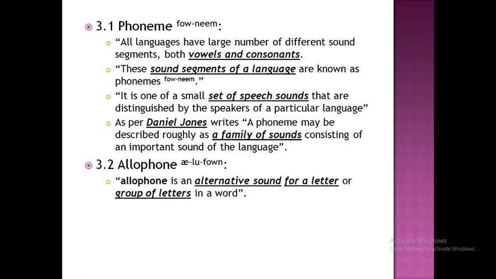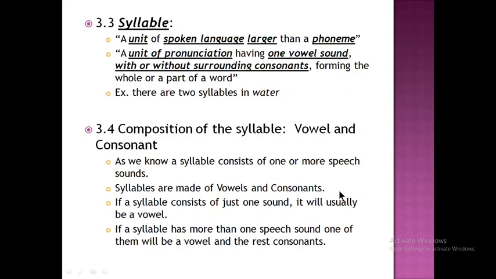Allophone is an alternative means another sound for a letter or for a group of letters, a similar sound which represents the same sound exactly. That is allophone. The same is briefed here. Let's move ahead to know the next one, syllable.